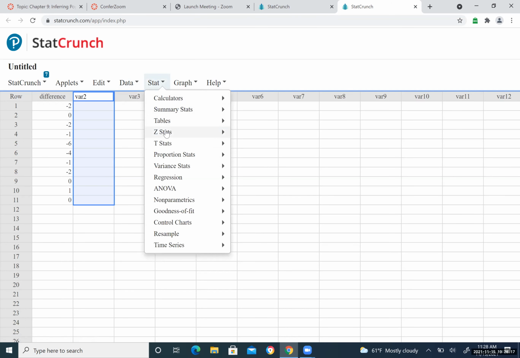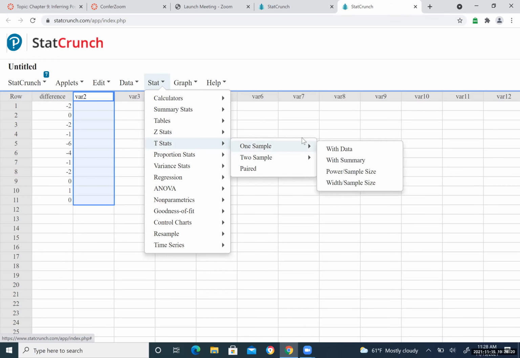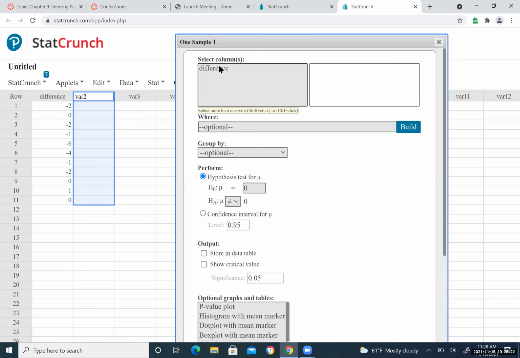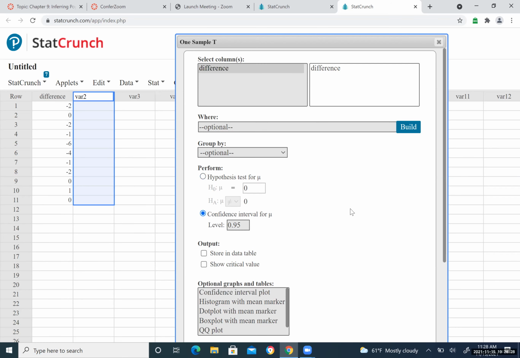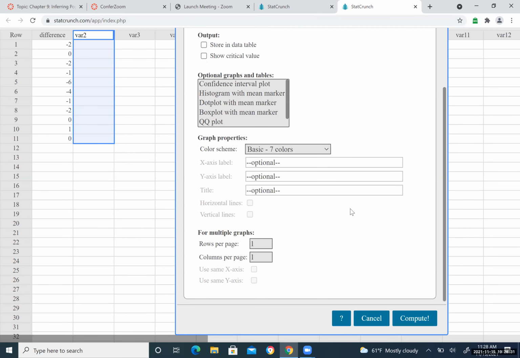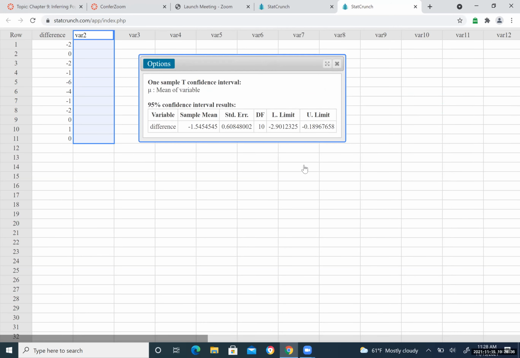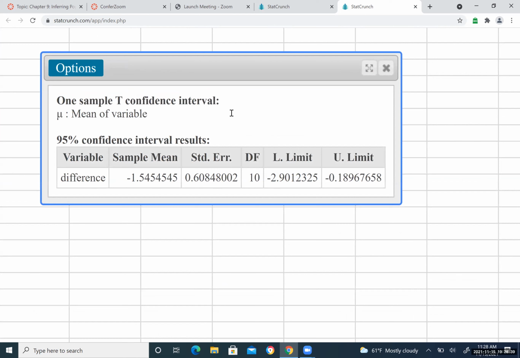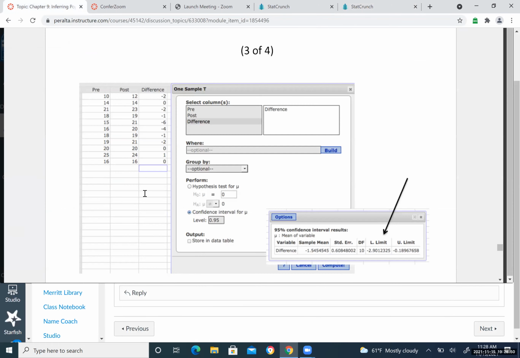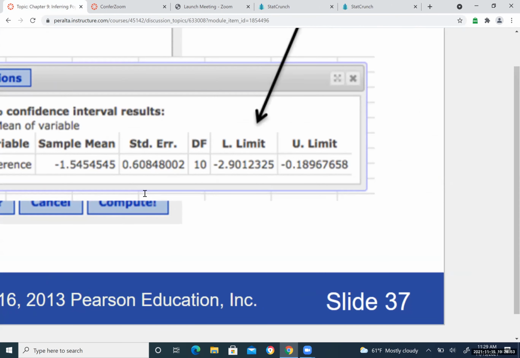I go to Stat, I go to T Stat, I go to One Sample with Data, difference. I want to try it because I haven't tried this one before, to see if they get the same value with this data. Let me see. Okay, let me compare with the textbook. Are they the same value or not? Negative 2.9 with negative 0.1a. Negative 2.9, negative 0.1a. Okay, 10.